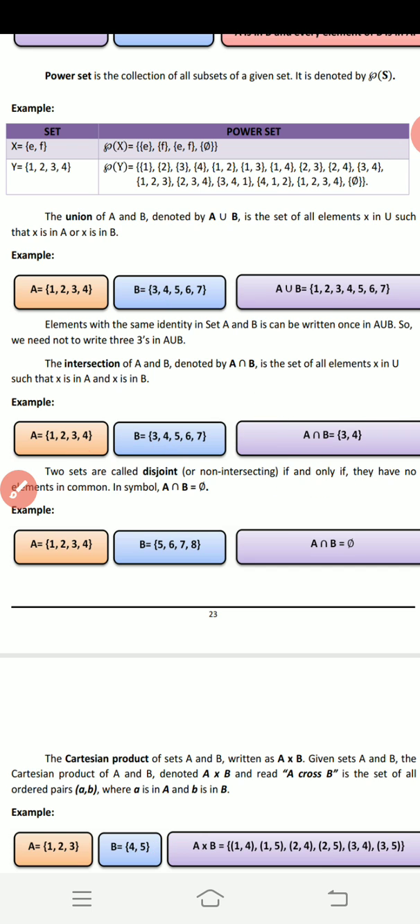Okay? Okay, proceed tayo. How about if the two sets are disjoint or non-intersecting?